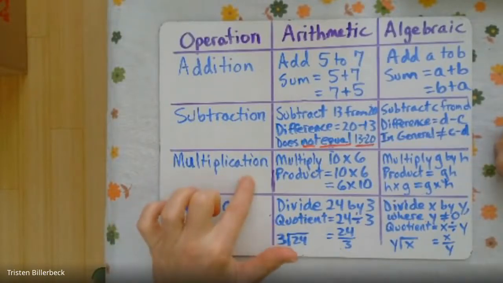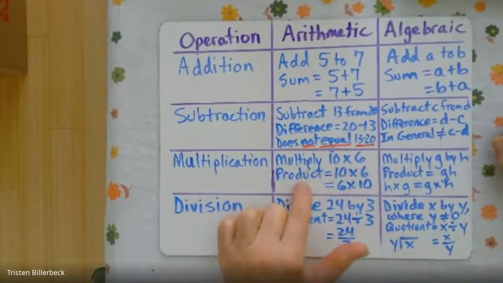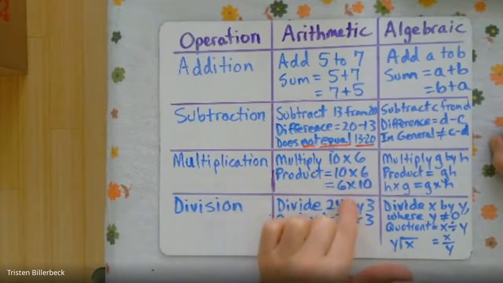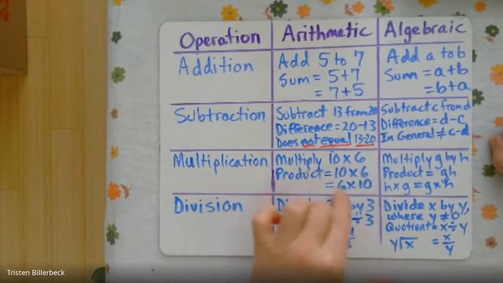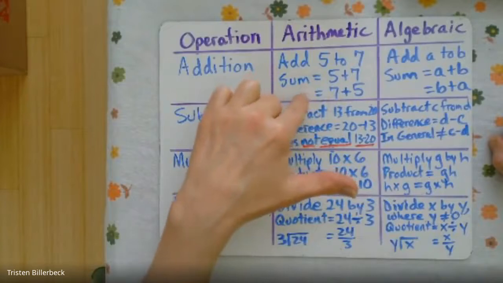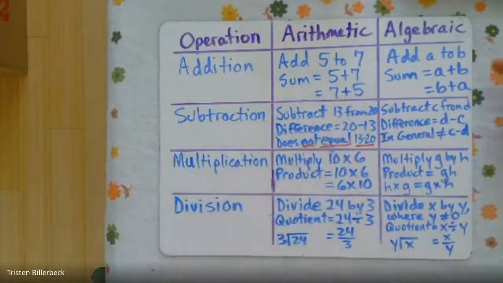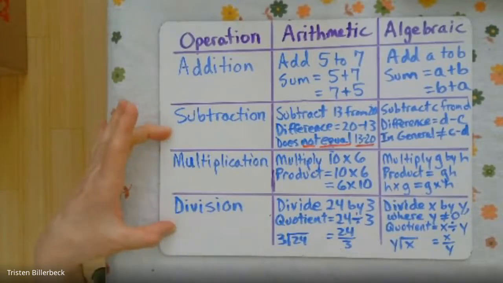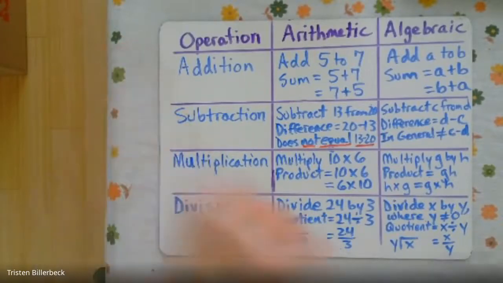All right, so let's look at multiplication. So if we multiply 10 times 6, that's called the product, equals 10 times 6 or 6 times 10. That's the same thing. Because of the commutative property of multiplication, we can flip these around. Just like the commutative property of addition, where we can change these around. We just can't do that with subtraction. And we can't do that with division. Okay, so these two don't have commutative properties. These two have commutative properties.